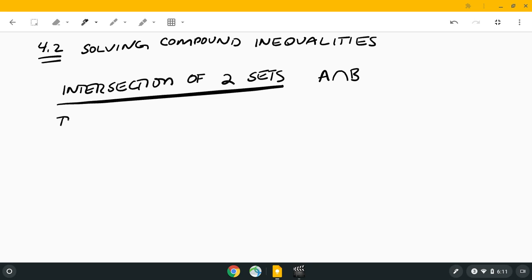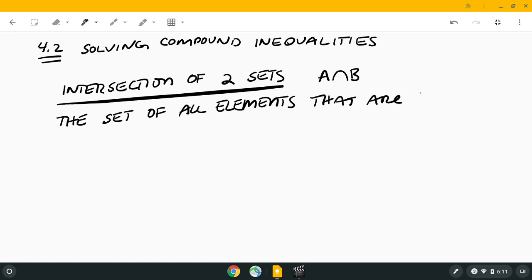Okay, so let's go ahead and write that down. The set of all elements that are common to both set A and B.